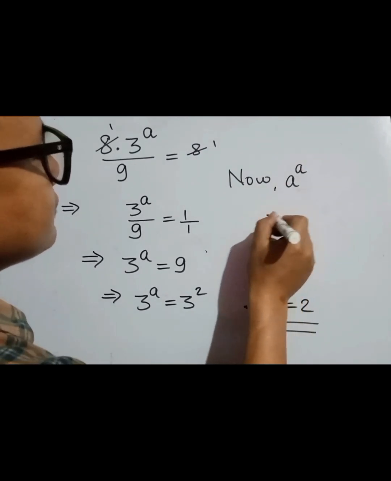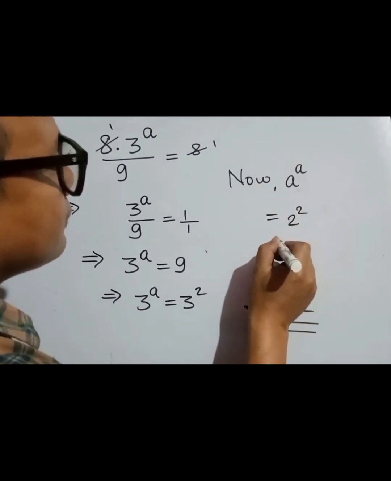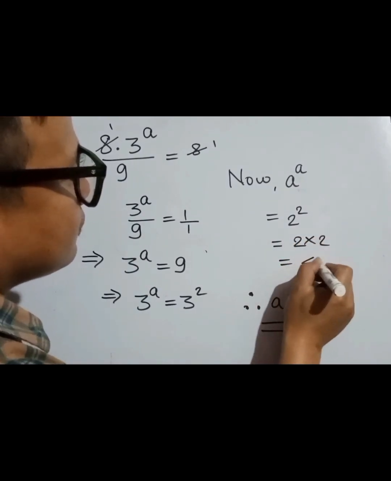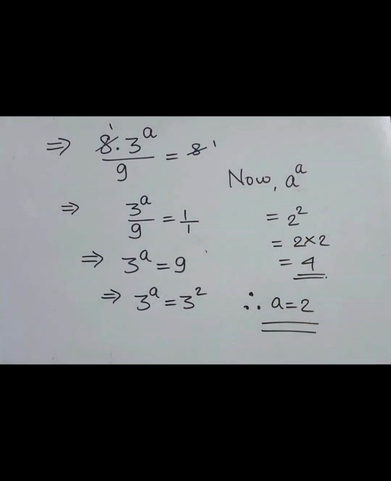Now we have to find the value of a raised to the power a, which is equal to 2 raised to the power 2, and this is equal to 2 into 2, which is equal to 4. So this is the solution to this problem.